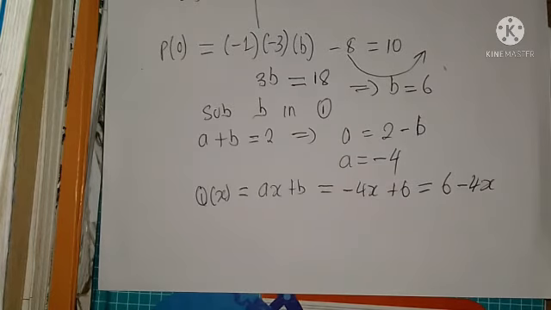And if you substitute the value of b in equation 1, you're going to have the value of a equal to negative 4. Lastly, you substitute the values of a and b in our q of x, and you get your answer of q of x as 6 minus 4x. Now, how you put the answer is all up to you. All that matters is that you get the correct values.